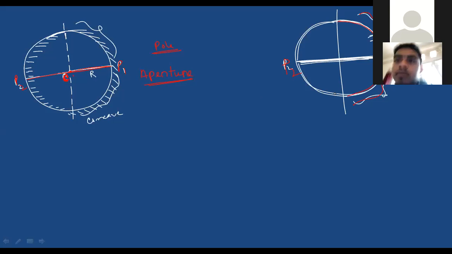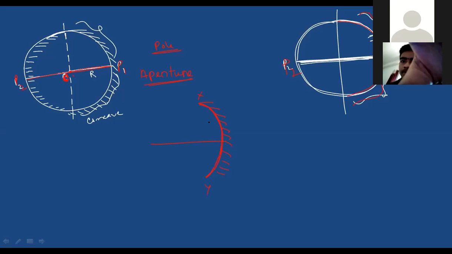Now see, in case of a concave mirror, since the inner surface is the reflecting surface, this inner surface will be exposed to the light. Up to this clear? In case of a concave mirror, suppose this is denoted by XY. So this part is known as your aperture.